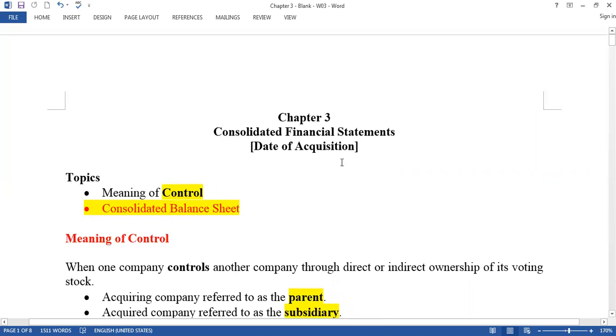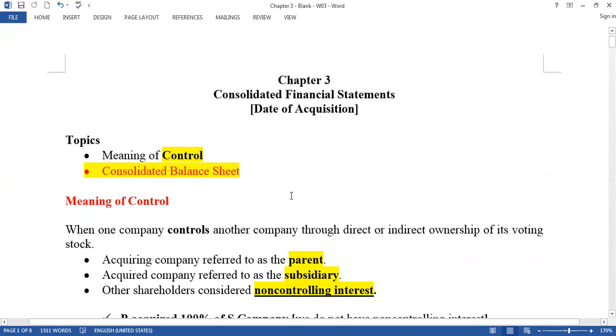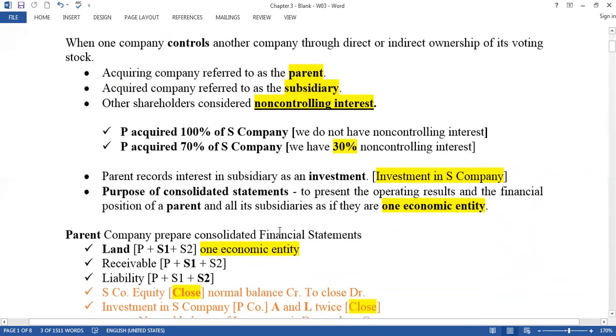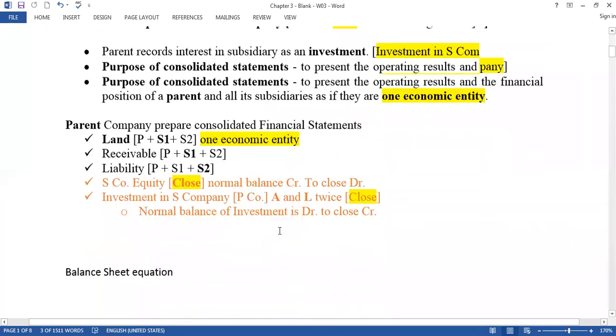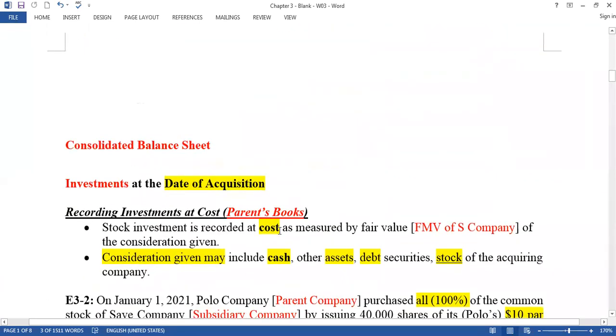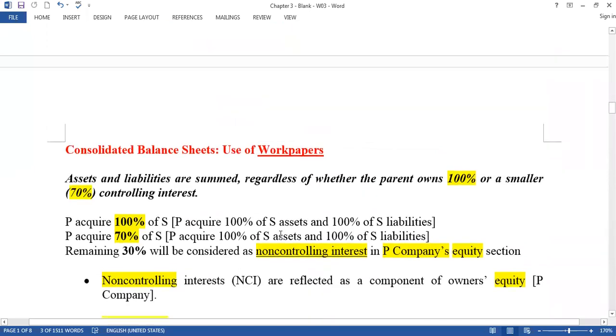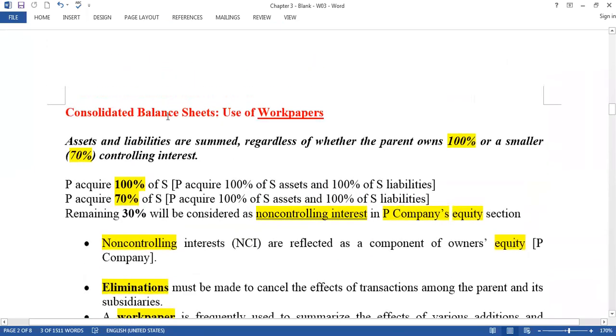So this is the second class for consolidated financial statement, date of acquisition. So today we are going to see more details about the consolidated balance sheet. And I would like to review some concepts. So we are here, consolidated balance sheet using work paper.